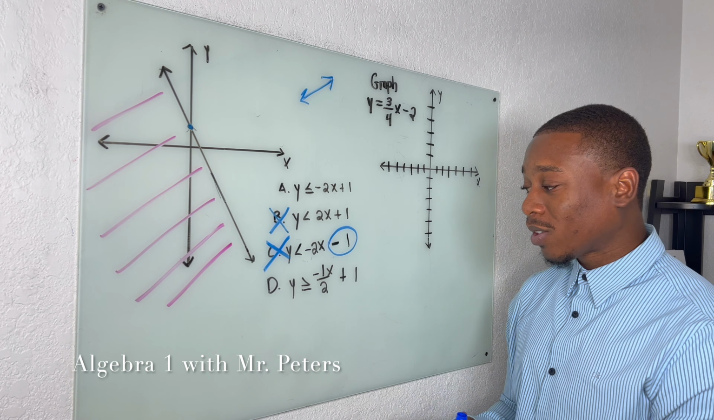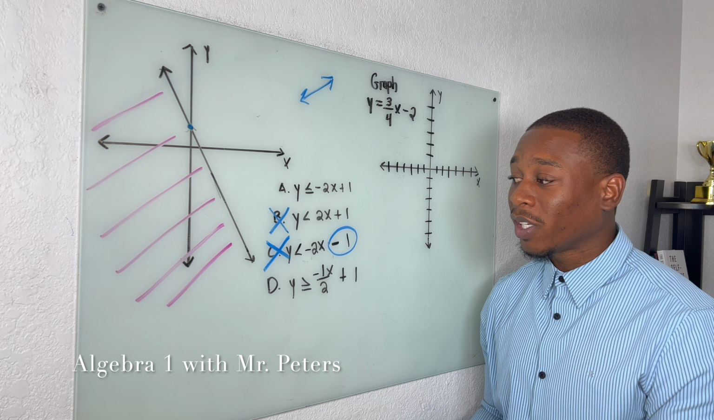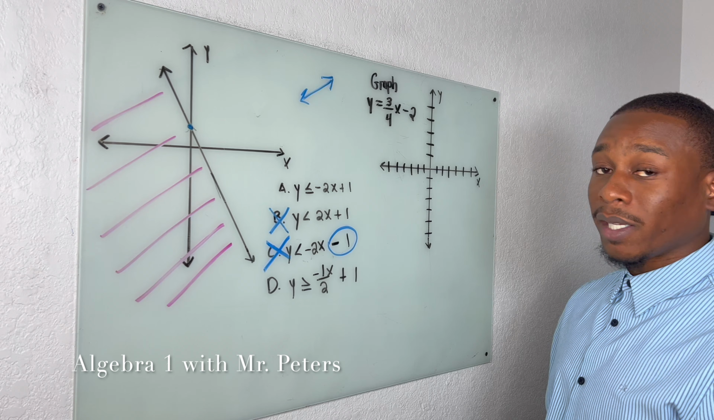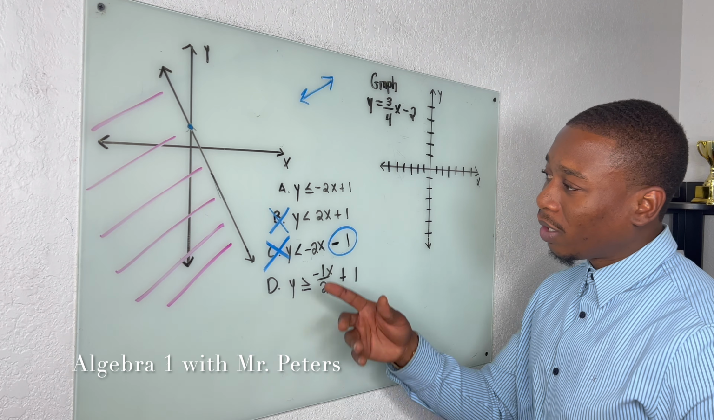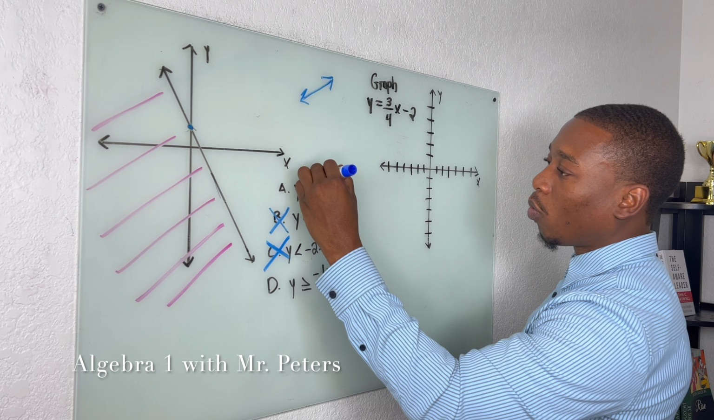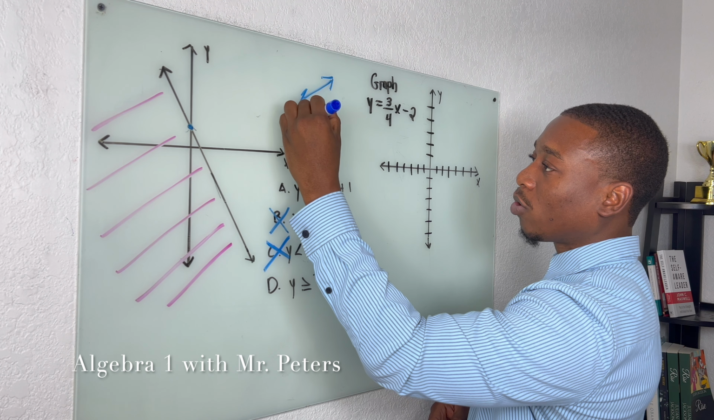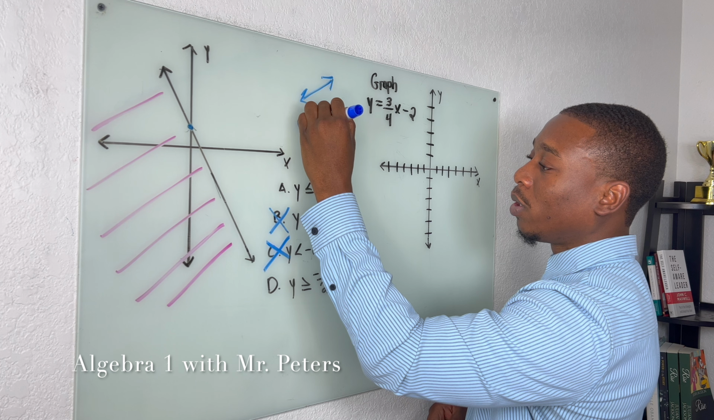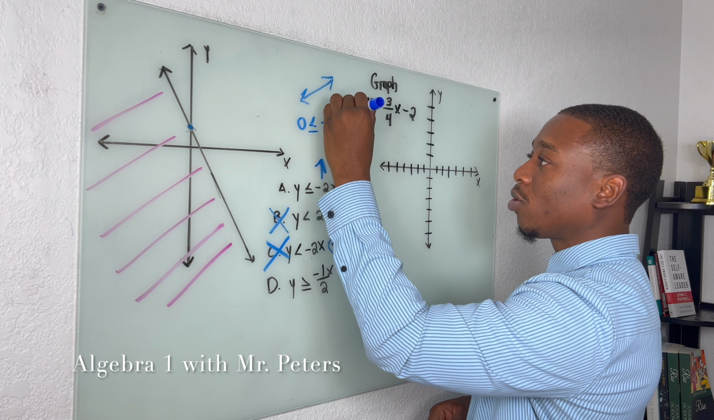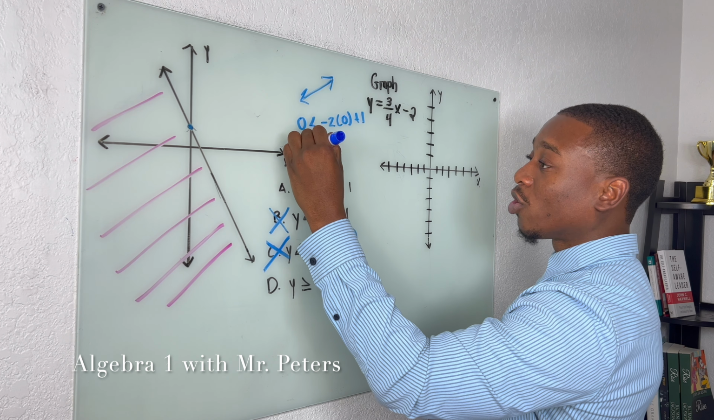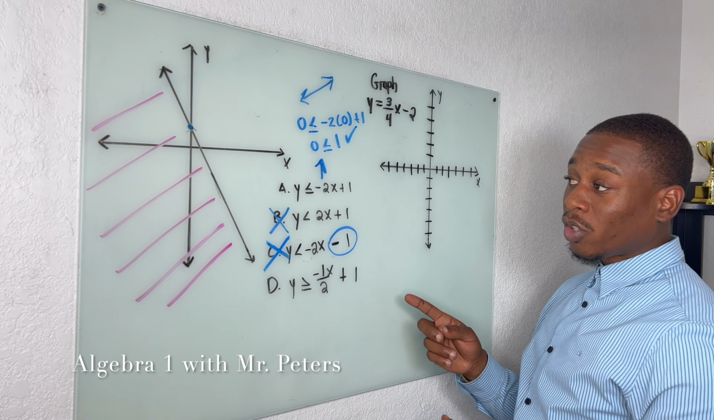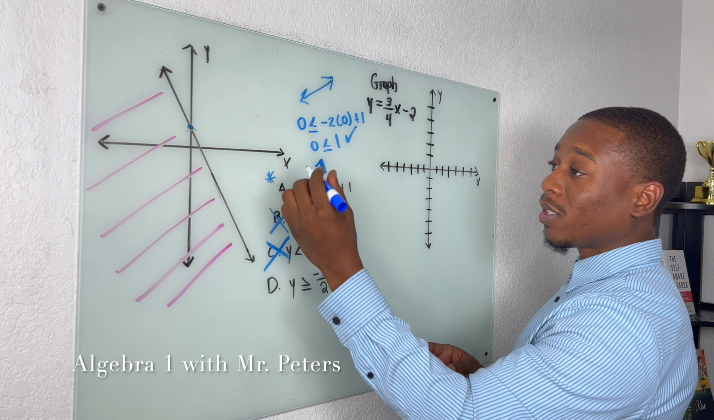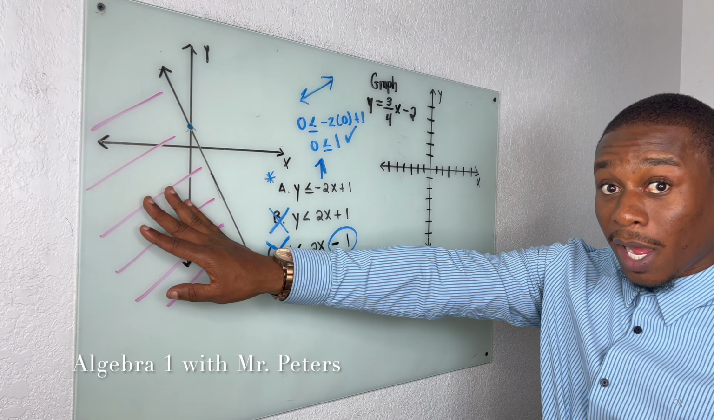And what's going to let us know whether it's right or wrong is the area in which they shade in, right? So I know 0, 0 is included. Let's plug that in. When we plug 0 in here, we're going to say, hey, 0 is less than or equal to -2 times 0 plus 1. So 0 is less than or equal to 1. That is true. So let's just put a star next to this because we would shade this side.